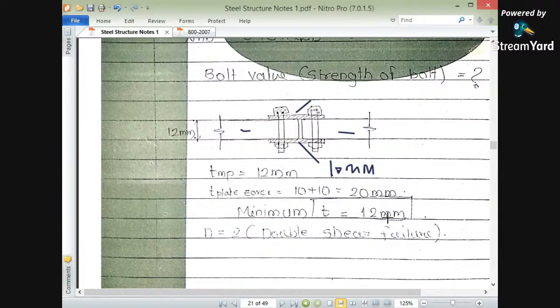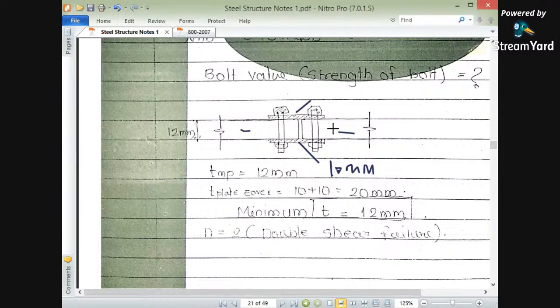So here the thickness is 12 mm instead of 20 mm. We are taking 12 mm because it is the minimum thickness. Why are we taking this as double shear? Already in previous lectures I have shown you that we have to take single shear as well as double shear. In double shear, there are two shear plates.